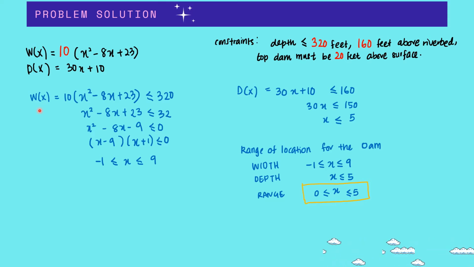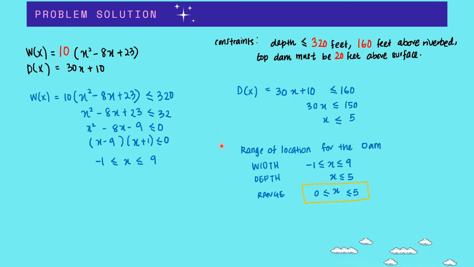Then, we will put the constraints into each function. For width W(x), we get 10 in the bracket x squared minus 8x plus 23 must be less than or equal to 320 feet. Therefore, we get the range of x between -1 and 9. For D(x), we get the range of x less than or equal to 5.